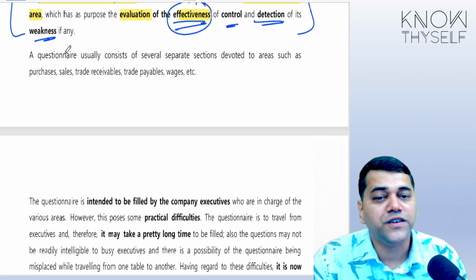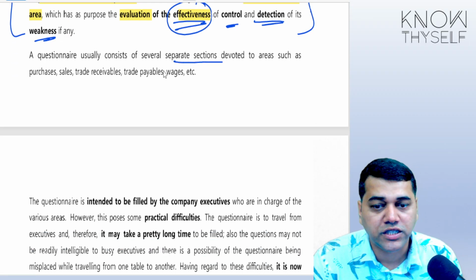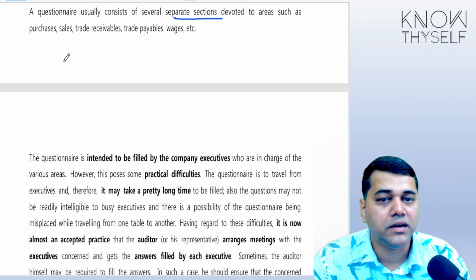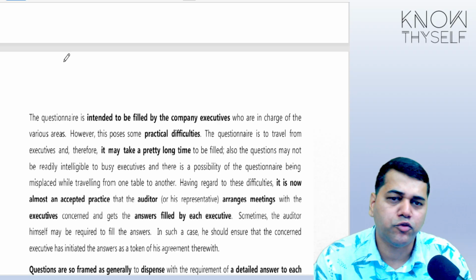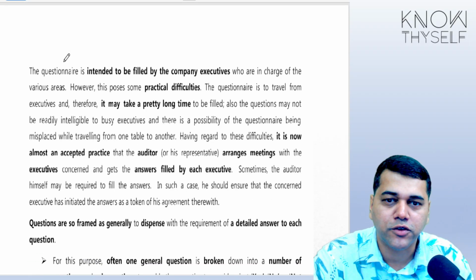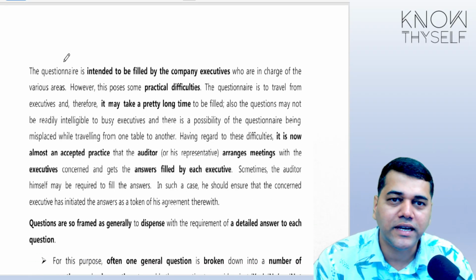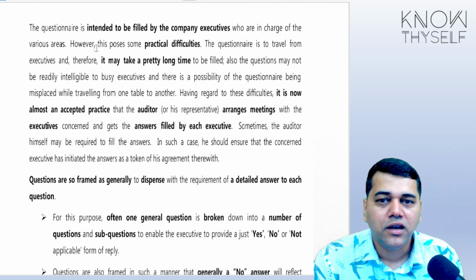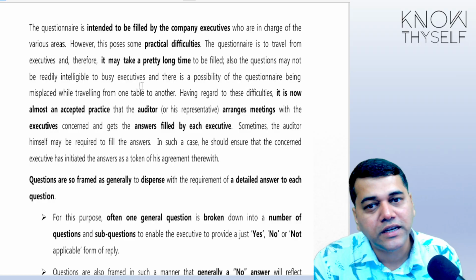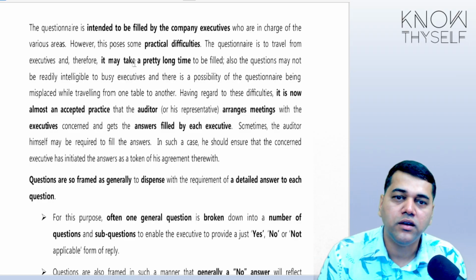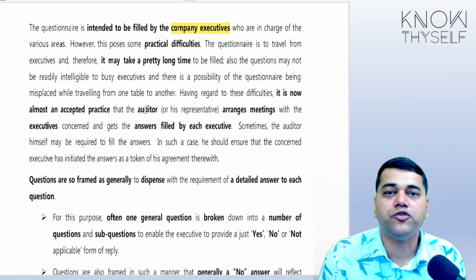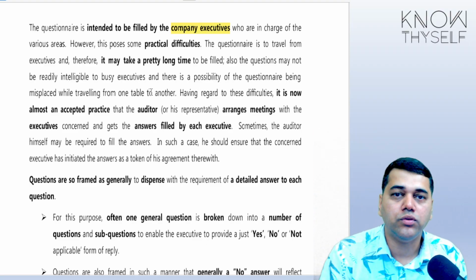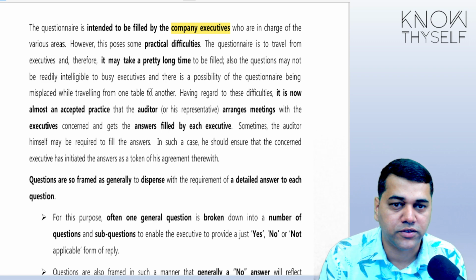So it consists of several separate sections devoted to each area, like trade payable, trade receivable. So I can develop so many questions. I'm also planning, because when I read this, so many ideas strike my mind. Let's see, I'll also develop some sort of questions. Questionnaires are intended to, who should fill it now? Should I fill or you fill? It should be filled by the company's executives because it is about you, about your organization, about your processes.